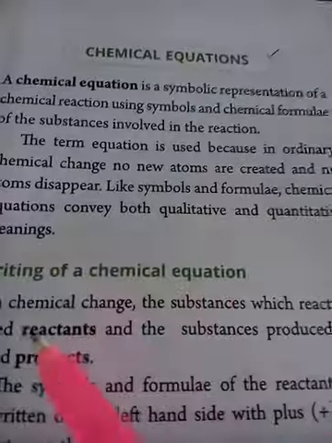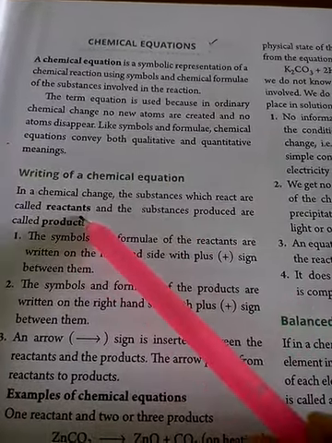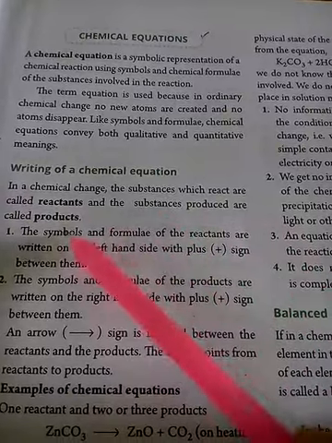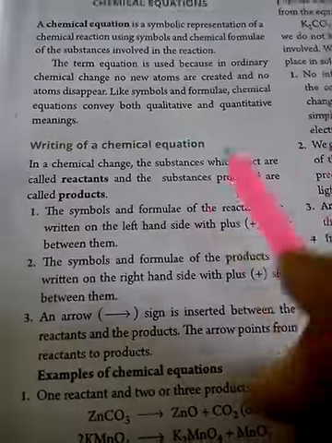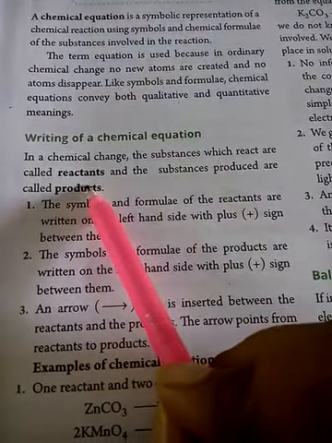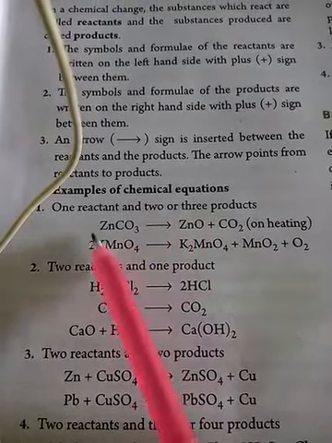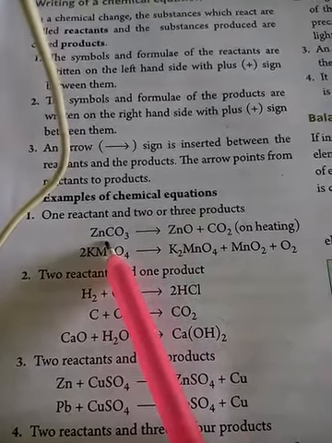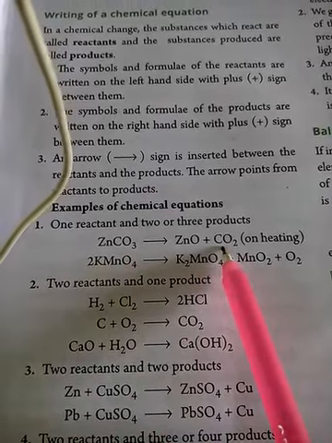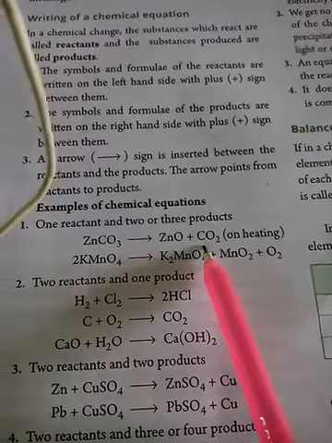Now, writing a chemical equation. How to write a chemical equation? In a chemical change, the substances which react are called the reactants and the substances produced are called the products. The reactants are always written on the left hand side. Yes, here also you can see, in all these reactions, these are the reactants. They are always written on the left hand side, and on the right hand side we write the products. So reactants react to produce products.